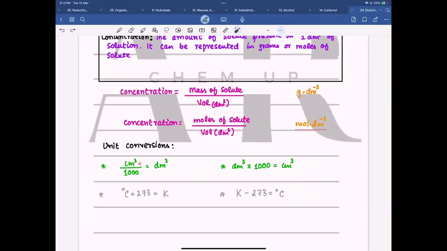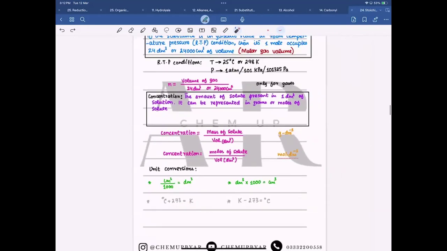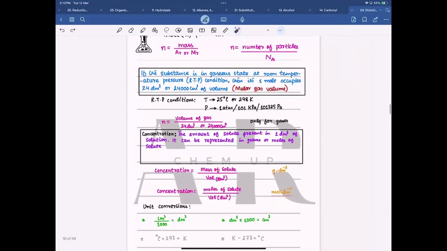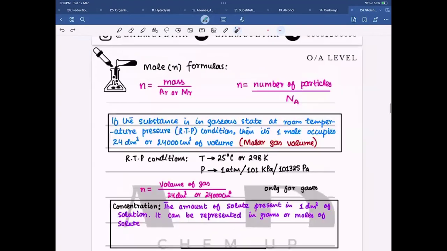If there is a cm³ and we have to convert it into dm³, we divide it by 1,000. And in dm³, multiplying by 1,000 gives us cm³. And in the same way, if there is a temperature in degrees Celsius and we need the temperature in Kelvin, we add 273. Okay. So just note down the formulas. We are going to do a few questions. So everybody knows these formulas. Do it quickly.